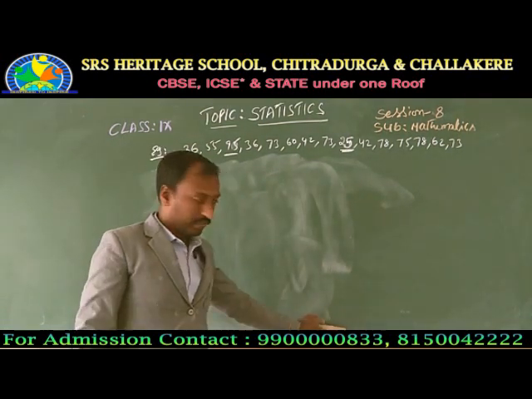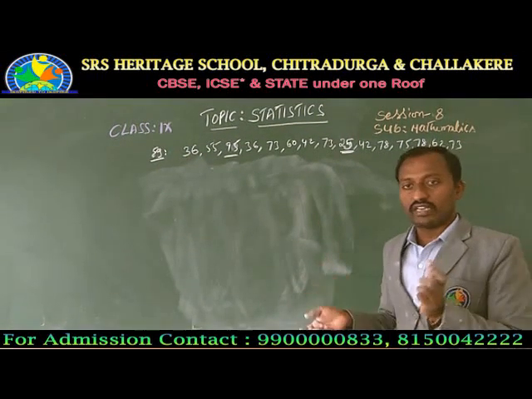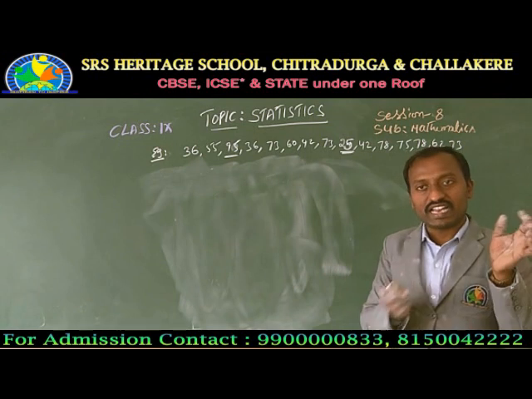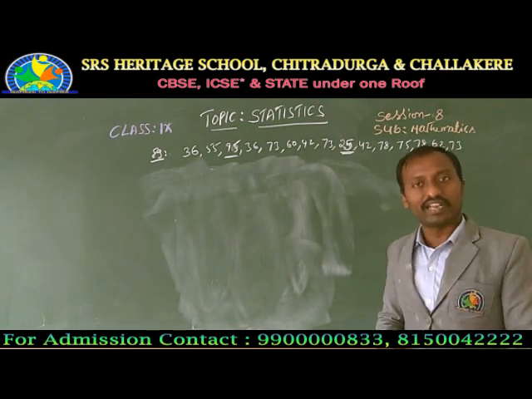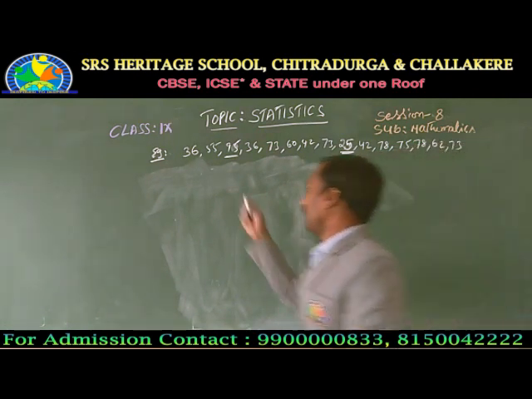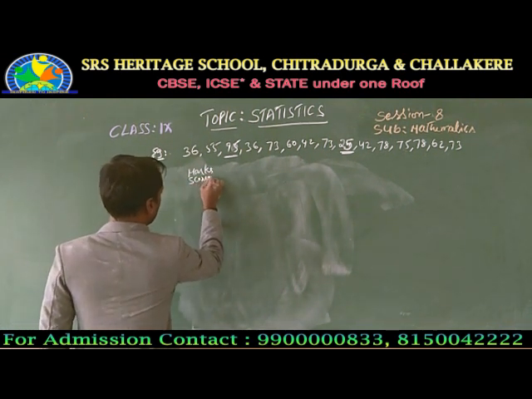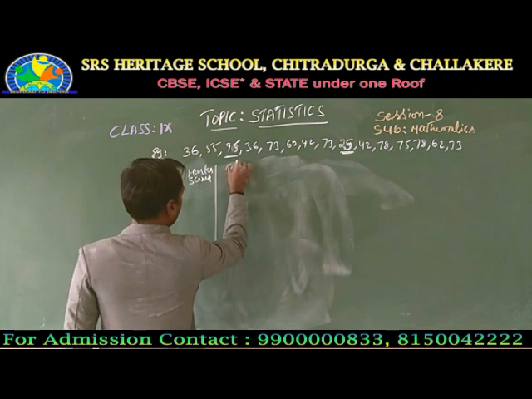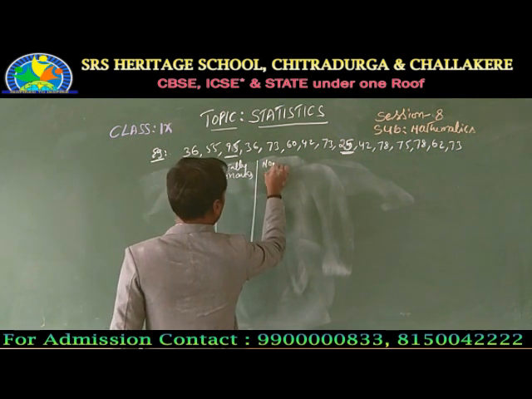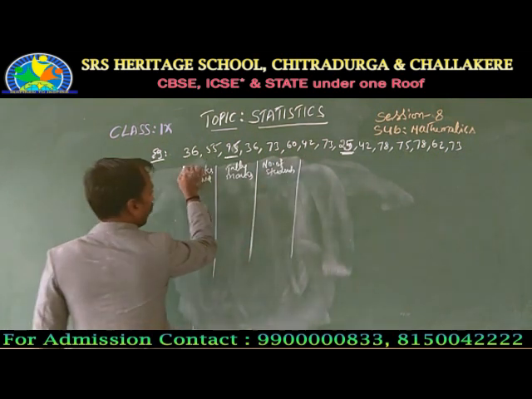Now see how to write them between the classes, groups. Let us start with 20 to 29, 30 to 39. First is mark score, then tally mark, and number of students. This is also called frequency only.